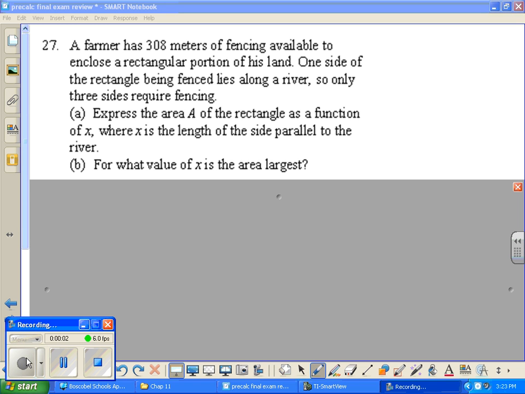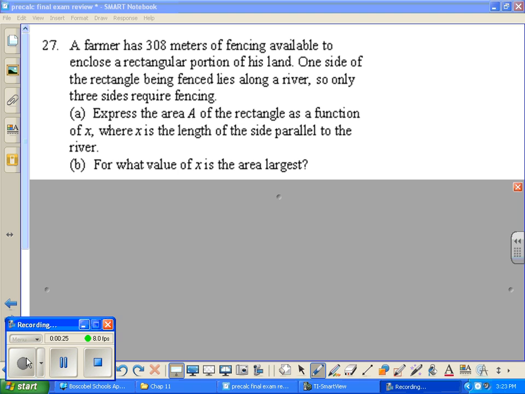Number 27 on the pre-calc final exam review. Classic problem. A farmer has 308 meters of fencing available to enclose a rectangular portion of his land. One side of the rectangle being fenced lies along a river, so only 3 sides require fencing. First part, express the area A of the rectangle as a function of x, where x is the length of the side parallel to the river.